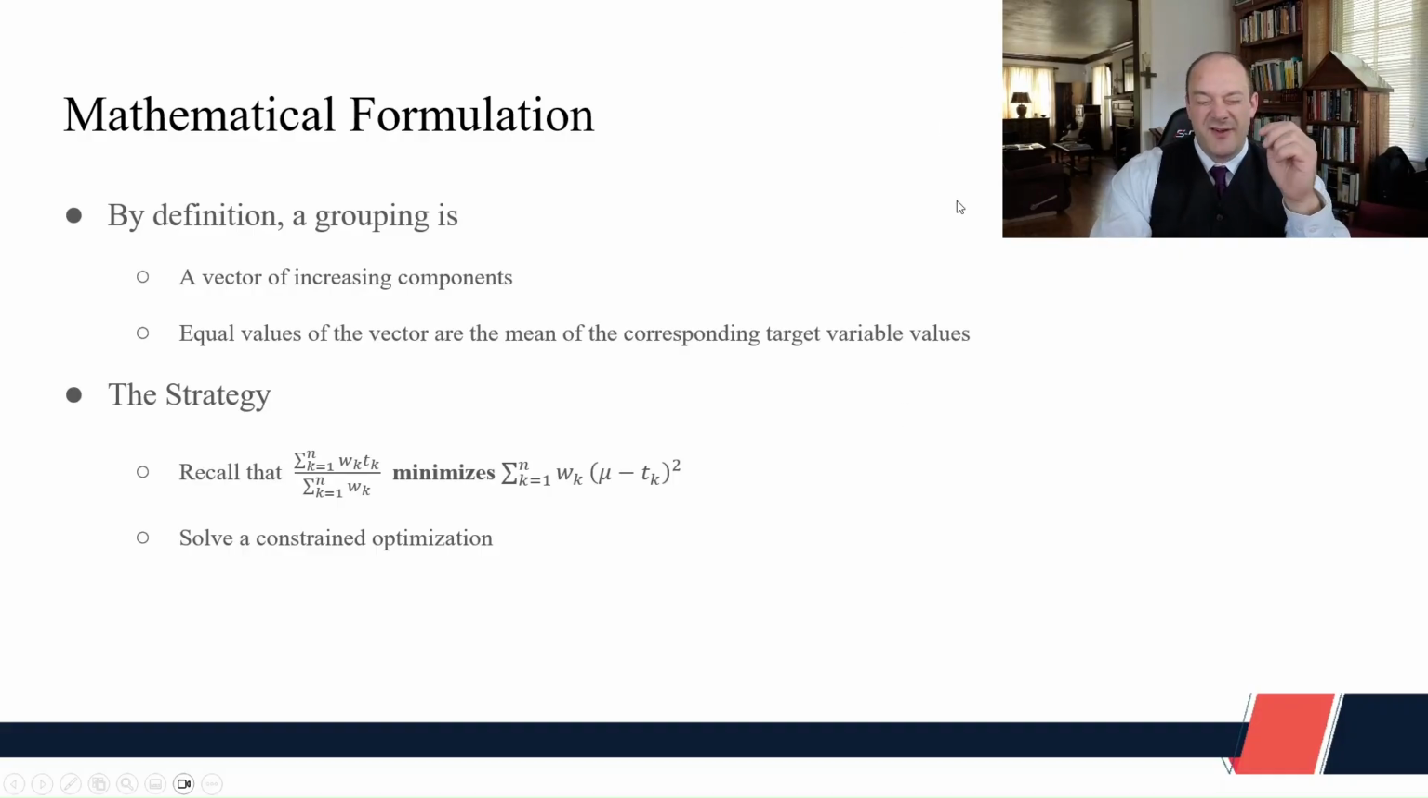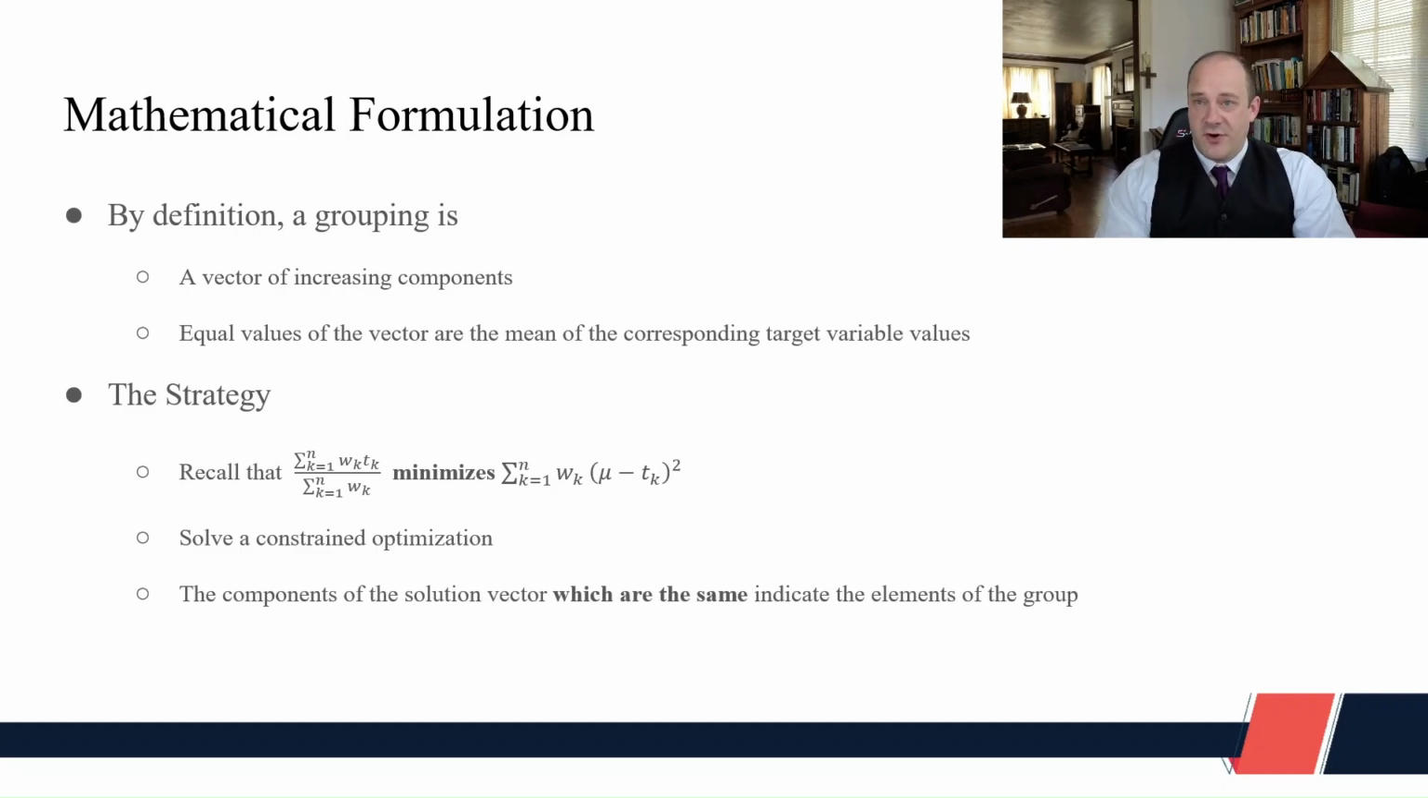So what are we going to do? Well, we're going to solve a constrained optimization problem. We're going to say, hey, I would really, really like to get a vector of increasing components which minimizes the sum of squared errors. And then we're just going to look and see, when we do that, which of the components of the solution vector are the same. And those are going to be the ones that give us a clue about which elements we should group together. Okay.